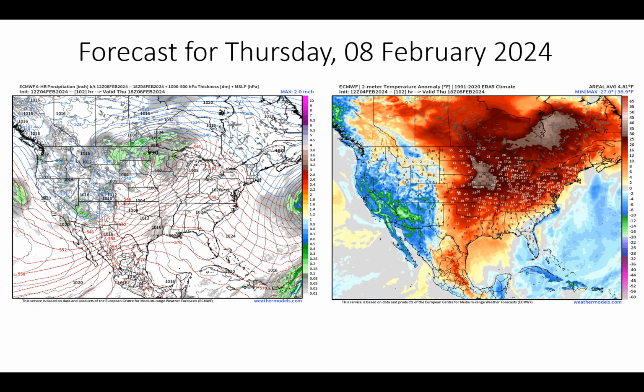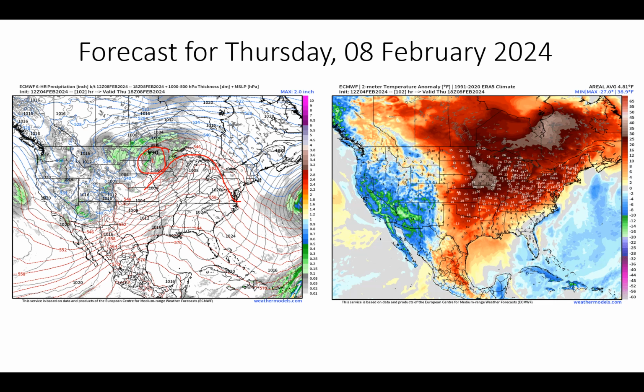Looking at the forecast now for Thursday, 8 February 2024, we do see an area of low pressure, 990 millibar low pressure area across parts of western Minnesota. And look how mild things are all the way up here in this area of the upper Midwest, Wisconsin and Michigan.